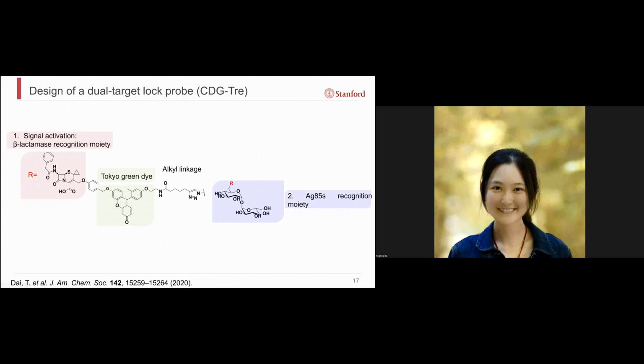And then after being hydrolyzed by the beta-lactamase to release the probe, we saw that this probe will be further anchored to the cell wall membrane of the bacteria, and thus achieve a better signal-to-background ratio because of the abundance of this trehalose sugar on the cell wall. And then we put all of these elements together with an alkyl linkage.